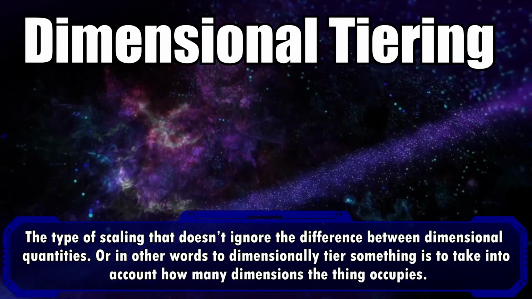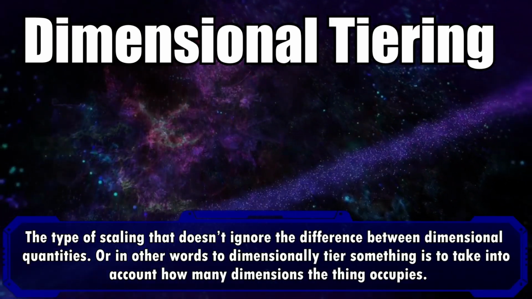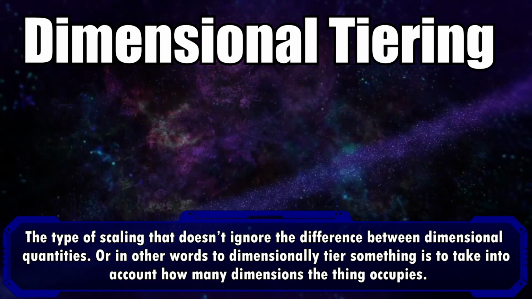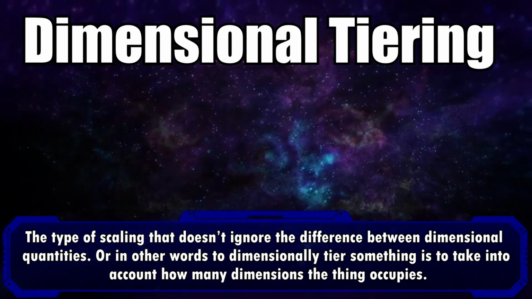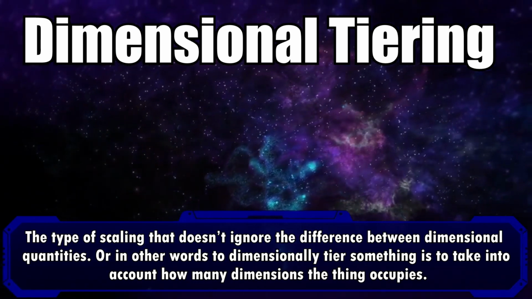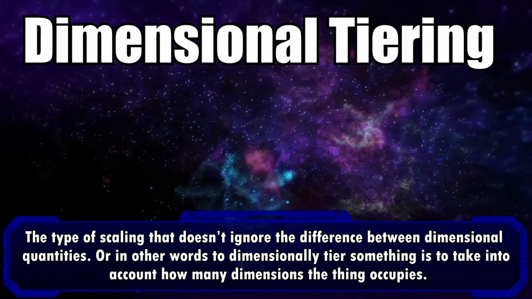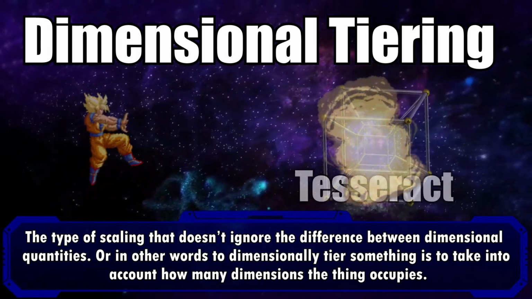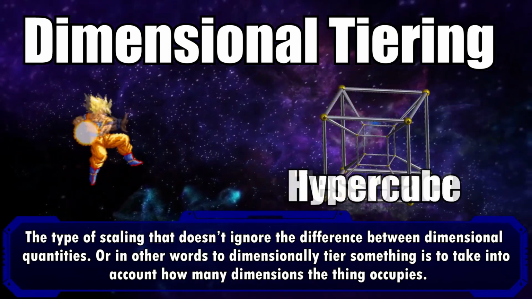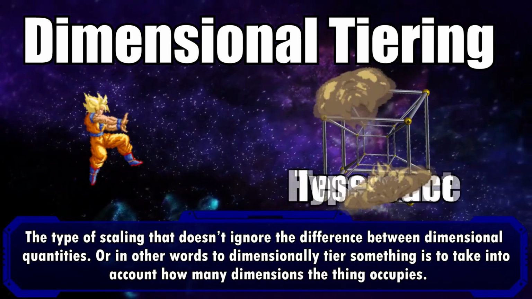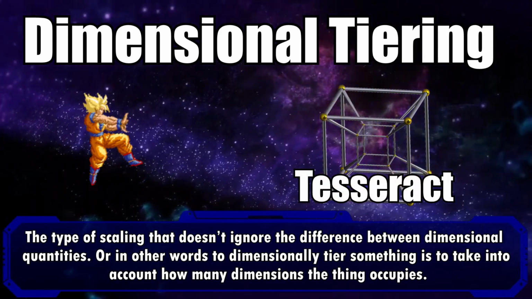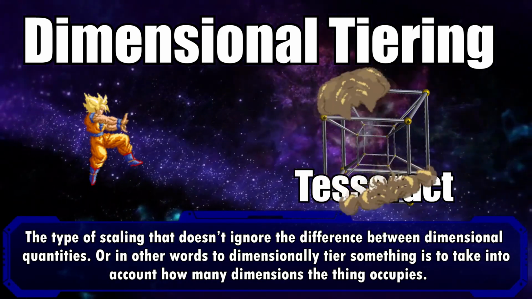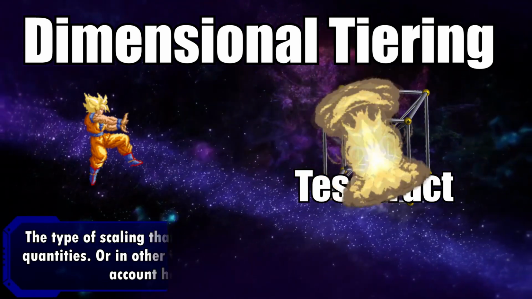Dimensional tiering is the type of scaling that doesn't ignore the differences between dimensional quantities. Or in other words, to dimensionally tier something is to take into account how many dimensions the thing occupies. So for example, if a character destroyed a tesseract, also known as a hypercube, using dimensional tiering, this would be a fourth dimensional feat, since tesseracts or hypercubes are defined by being fourth dimensional.